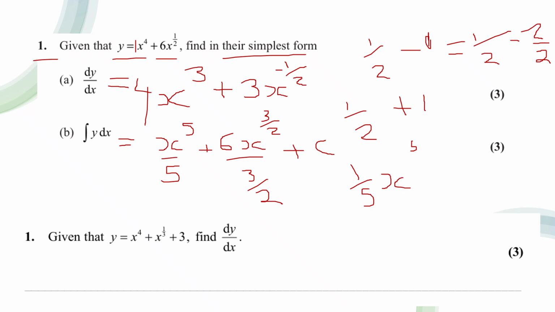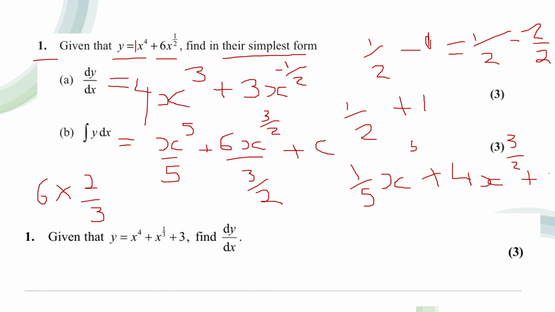the KFC method of keep, flip, change, we multiply here by the reciprocal. So we're going to have 6 times 2/3, and if you do it on your calculator or by hand, you get 12/3, which is equal to 4. So you're going to have plus 4x to the power of 3 halves, plus that integration constant, c. And that is done.